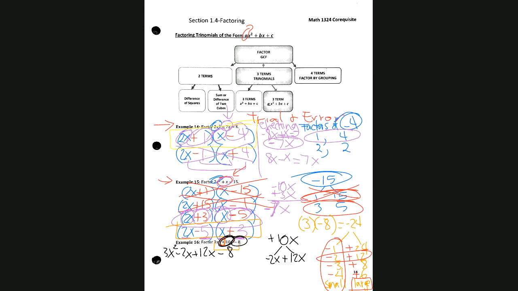Now, what I'm going to do here is use the technique that we learned in the previous video, which is called factoring by grouping. Remember, that is a technique that we use when we have 4 terms. What we need to do is make 2 groups and then factor the GCF of 1 group at a time.